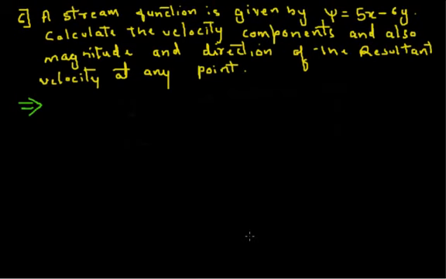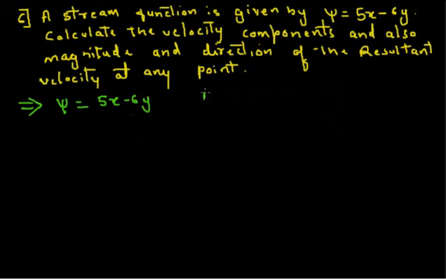The sixth numerical is as follows. A stream function is given by psi is equal to 5x minus 6y. Calculate the velocity components and also the magnitude and direction of the resultant velocity at any point. In this problem, this is also a fairly straightforward problem where we know the psi function. So psi function, or stream function, is 5x minus 6y.